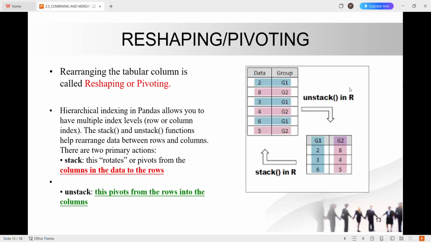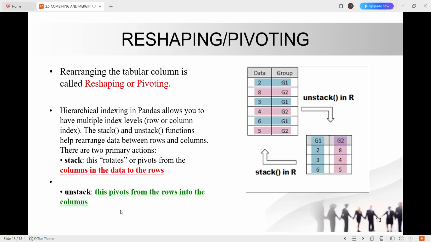Here we use two functions to rearrange the data between rows and columns. It could be either stack or unstack. Stack does the function of converting rows to columns. Which are present in the row 2, 8, now are made as column 2, 8. Similarly 3, 4 in the row is made as column. 6 and 5 appear in the row, and are made as a column.